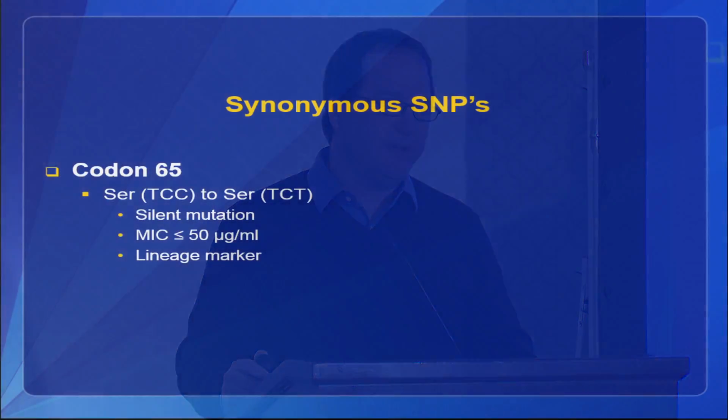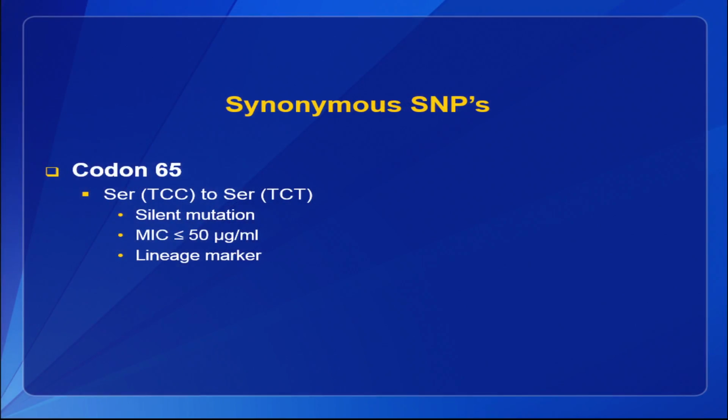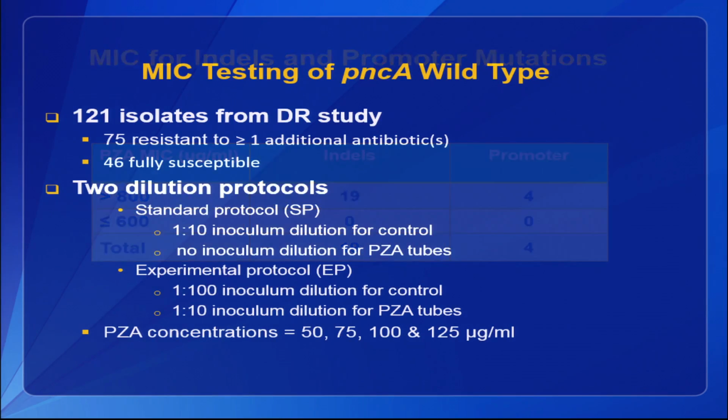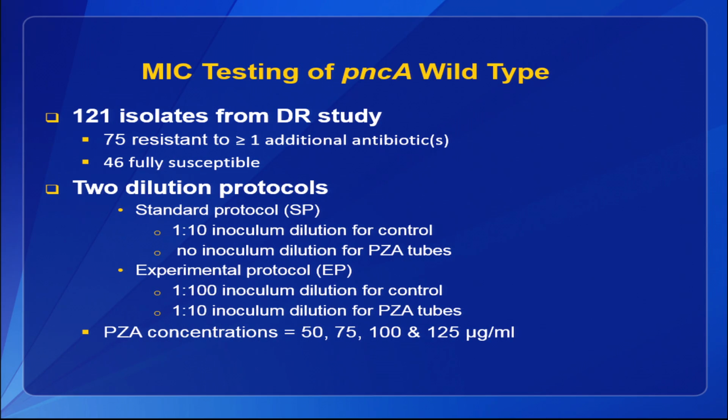You also have to worry about synonymous mutations. Serine 65 serine is one of the most common ones. We've seen another 3 or 4, but typically synonymous mutations in PNCA are fairly rare. MICs for indels and promoters are pretty straightforward. They typically are always really high. So if you have a frame shift or a promoter mutation that's defined, you pretty much are always going to test resistant. We also looked at MICs for wild type, because we biased that data since we looked at all PNCA mutations.